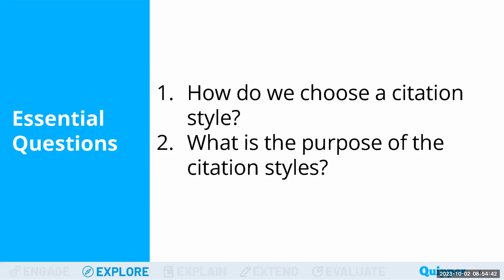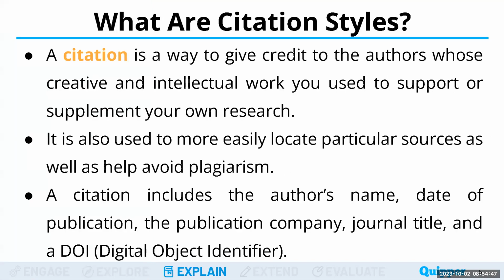Now, how do we choose a particular citation style and what is the purpose of the citation styles? So let's first discuss what are citation styles. A citation is a way to give credit to the authors whose creative and intellectual work you used to support or supplement your own research. Meaning to say, a citation is giving credit or giving recognition to the authors that we are taking from the creative and intellectual work. It is also used to more easily locate particular sources as well as help avoid plagiarism.